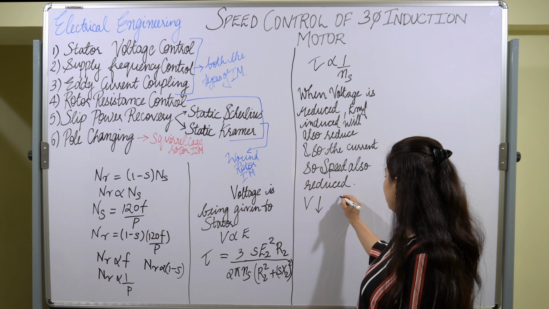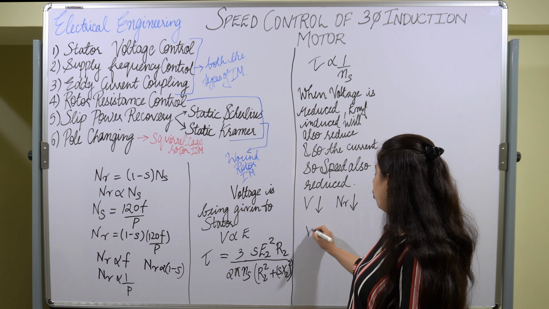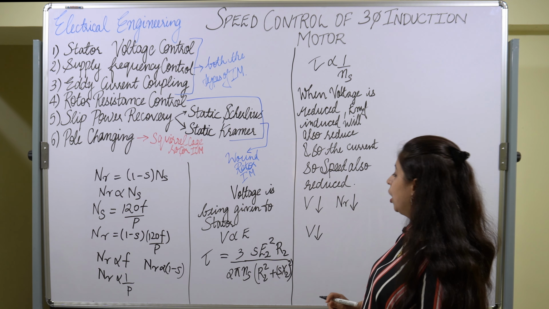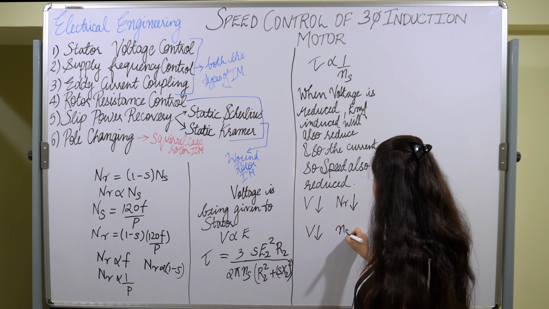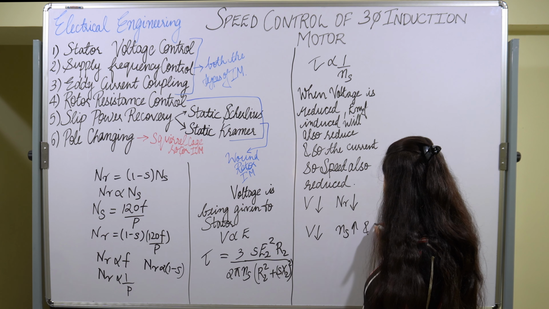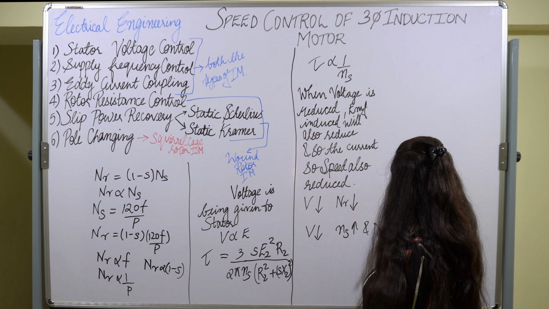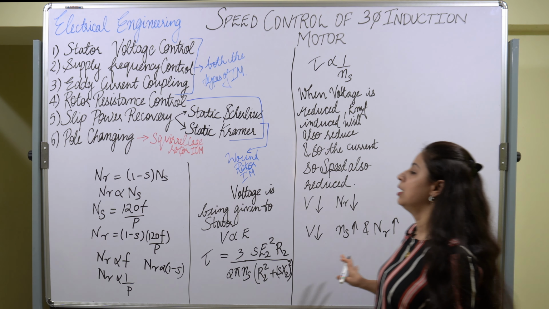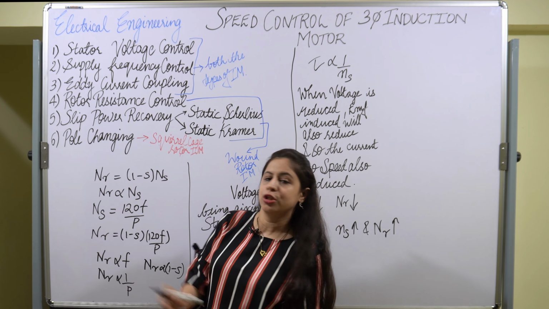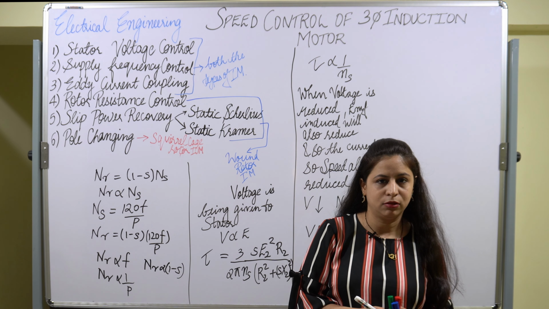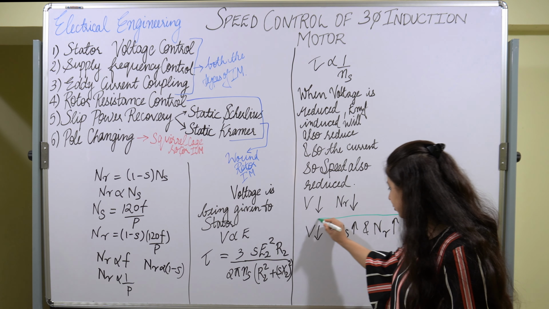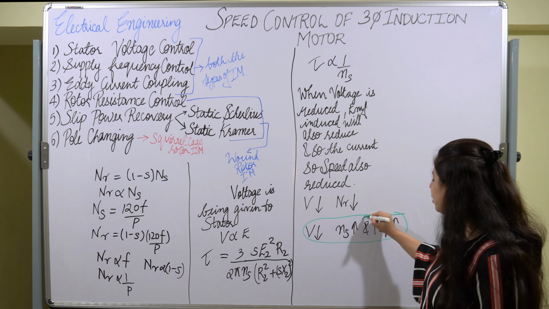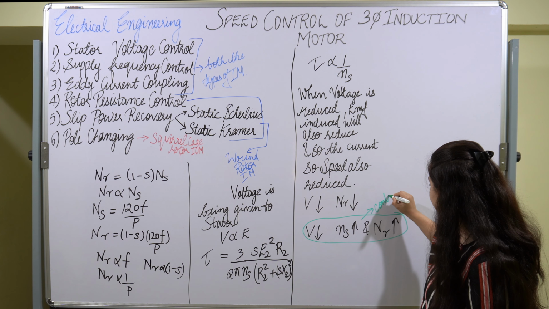But actually from the formula, when my voltage is reduced, NS should increase and NR should also increase, because NR and NS are directly proportional, as we have already seen it earlier. Okay, but this factor is contradicting over here.